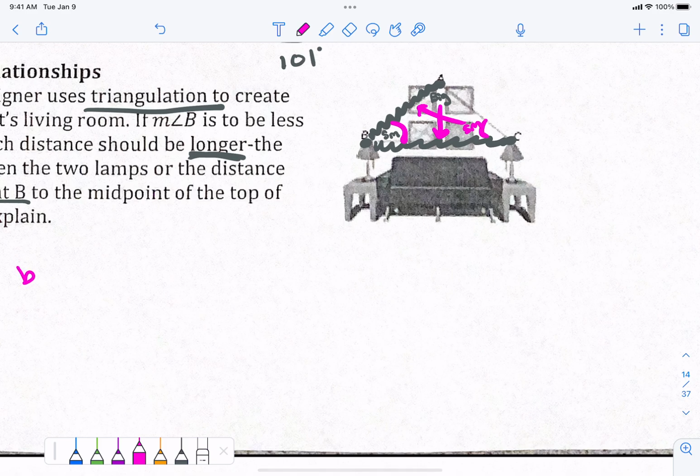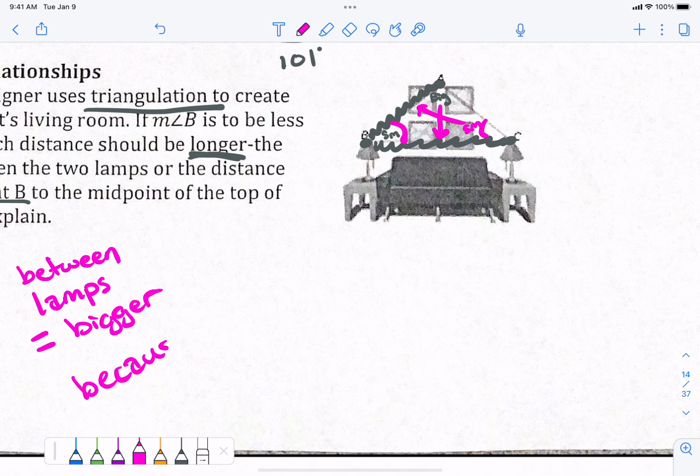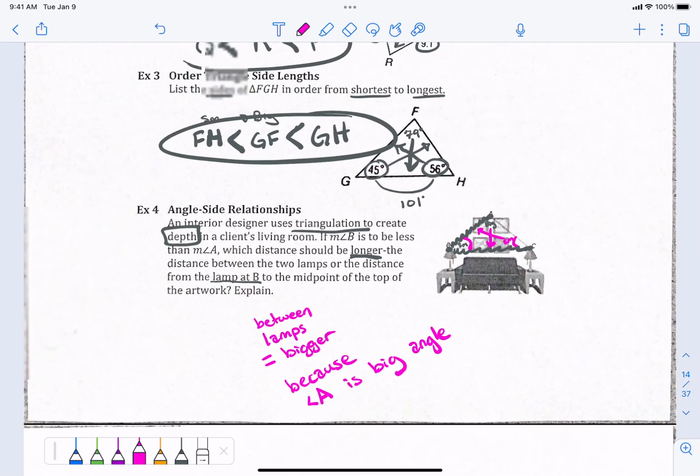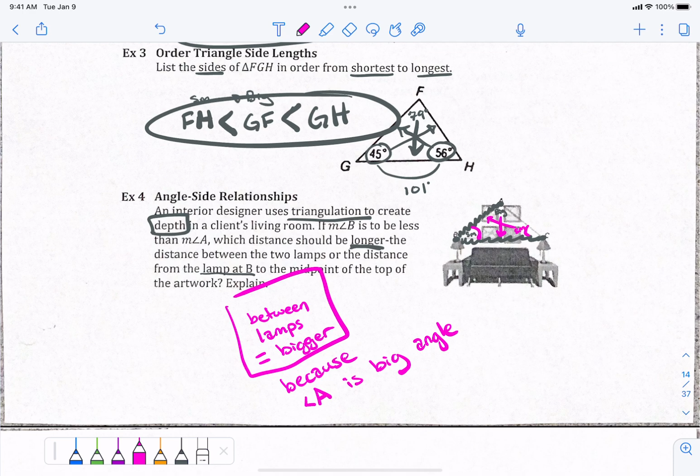So, between the lamps equals bigger. Why? Because of the opposite side. Because angle A is a big angle. Angle A is the biggest angle. Therefore, that side is going to open up wider, right? Okay? Makes sense? So, not too bad. Between the lamps will be the biggest distance. They were asking which distance is the biggest. Between the lamps is the biggest.